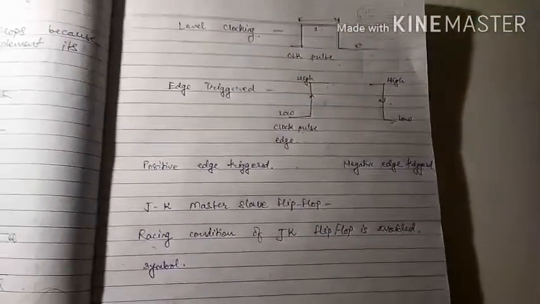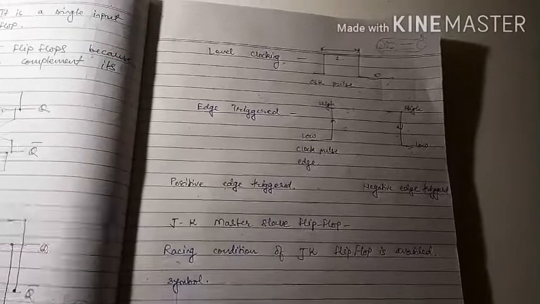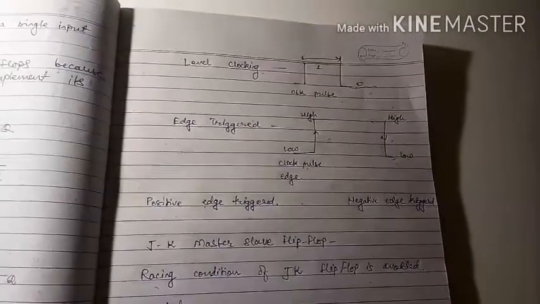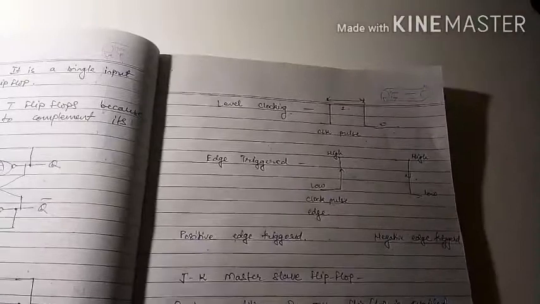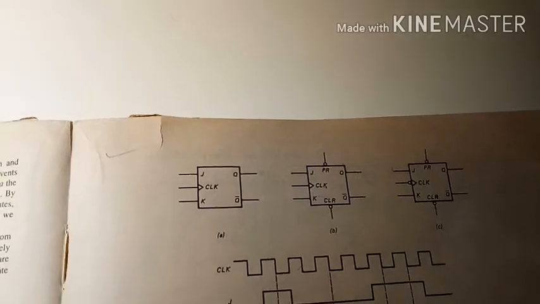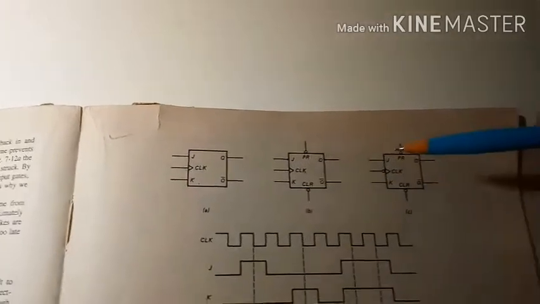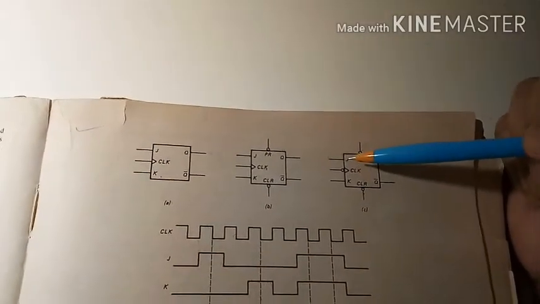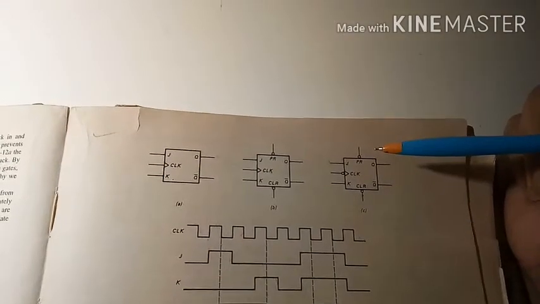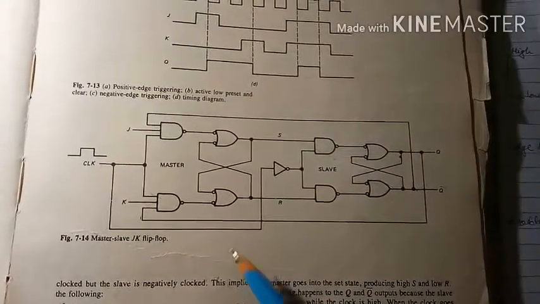Now let us see JK master slave flip-flop. In this flip-flop, the racing condition of JK flip-flop is avoided. The symbol of the JK flip-flop is similar to that of the master slave JK flip-flop. You can see that this is the symbol of JK flip-flop. This J input, K input, Q and Q bar, and similar is the symbol of JK master slave flip-flop. You can see the circuit of JK master slave flip-flop.